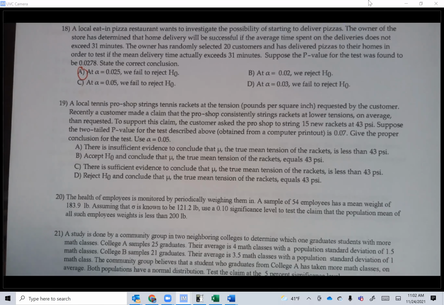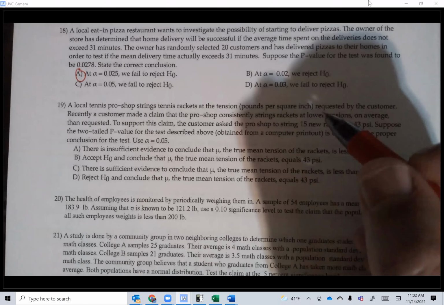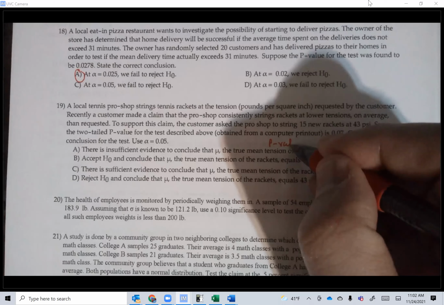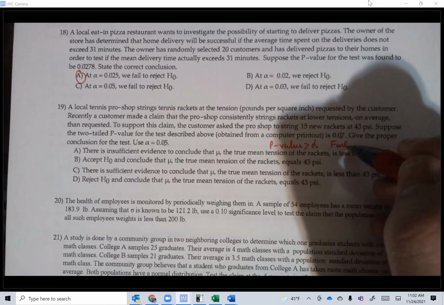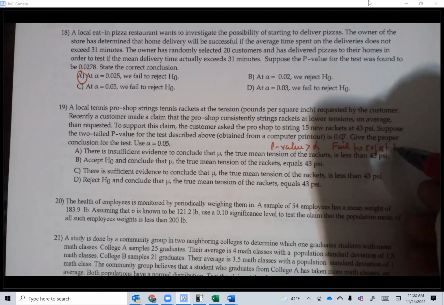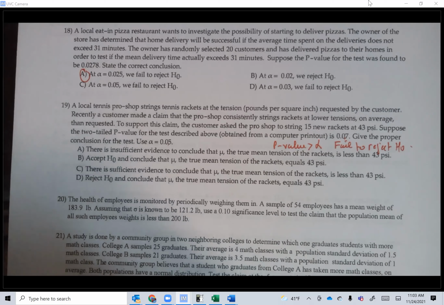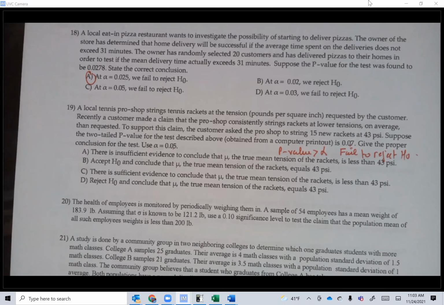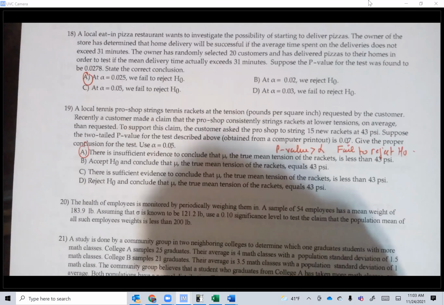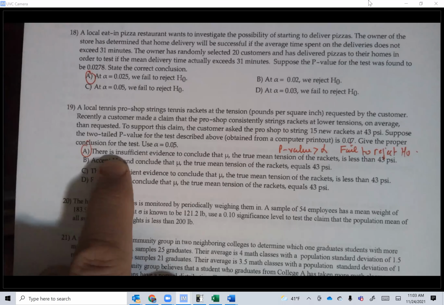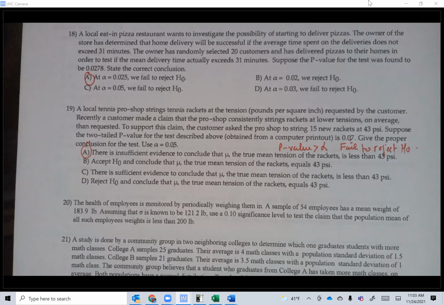Use alpha 0.05. So if you guys compare 0.07 to 0.05, do you guys agree with me that the p-value is bigger than alpha? Because 0.07 is bigger than 0.05. So we fail to reject H0. And if you fail to reject H0, guys, you say there is not sufficient evidence to support the claim. And here you go, right here. It says insufficient evidence, means not enough evidence. Okay, that's the conclusion. Number 20.